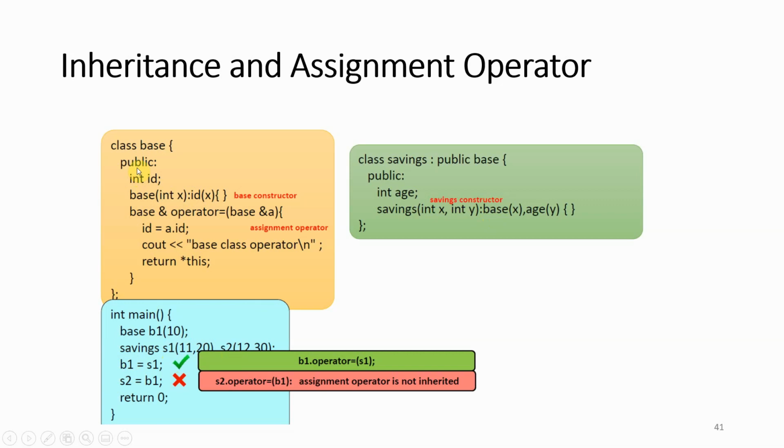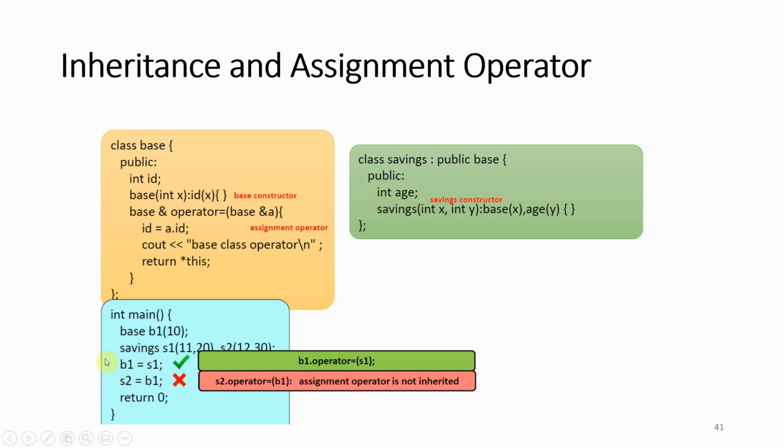B1 is an object of class base and S1 is an object of class savings, right? So think about it this way: B1 has just one member variable, ID, but S1 has two member variables, ID, and in addition to that it also has age. So S1 has everything that B1 has. It also has extra age as a member variable. So it is possible to basically slice part of S1 and assign it to B1, right? Because S1 has everything that B1 needs.